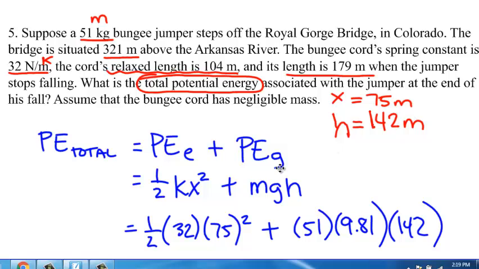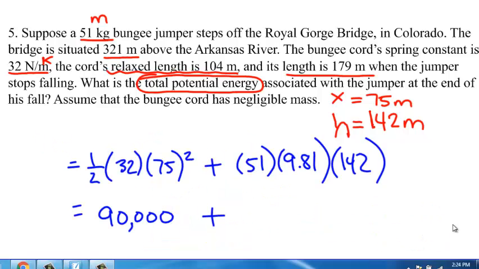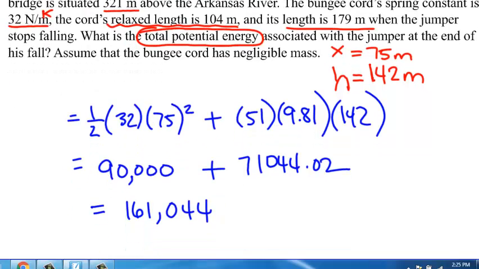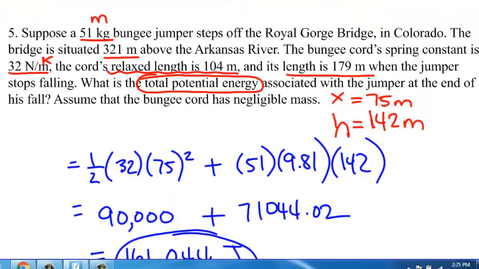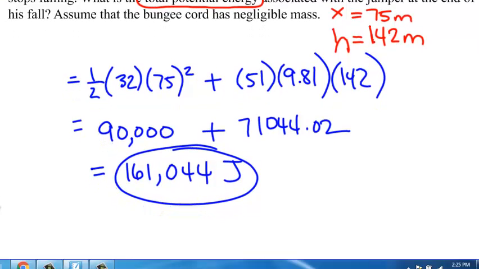So now let's go ahead and multiply this part first to find the elastic potential energy. So you should have gotten 90,000. Now what about on the other side when you do the gravitational potential energy? 71,044.02. And now you want to add them together for total energy, which is 161,044 if I just round to the nearest whole number. So what do I still need to do here? That's right, I always want to have a unit. In this case, it's going to be joules.